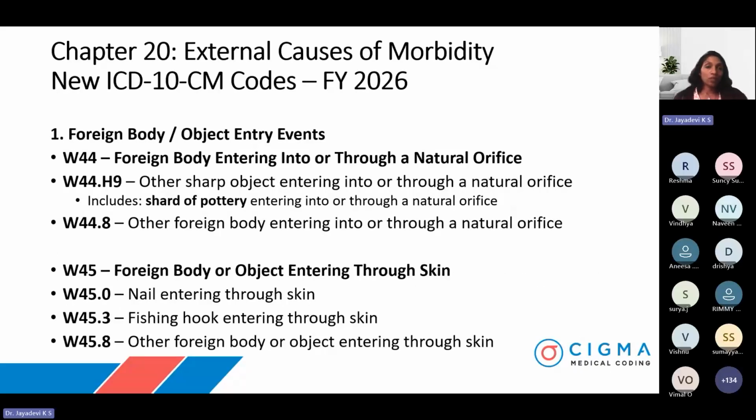In chapter 20, external cause of morbidity, you can see foreign bodies and object entry events. W44, foreign body entering into or through the natural orifice. Other sharp objects entering into or through a natural orifice. W44.8, other foreign body entering into or through a natural orifice. W45 is foreign body or object entering through skin. So previous one was natural orifice. Now this is the foreign body entering through the skin, nail entering through the skin, fishing hook entering through the skin, other foreign bodies entering through the skin.